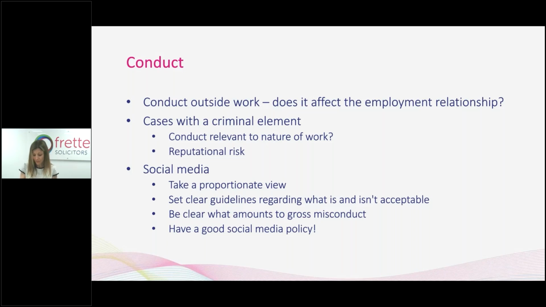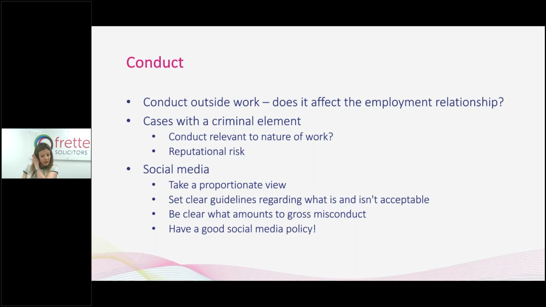So cases involving violence, sexual conduct or dishonesty are the most likely to affect the employment relationship, either because of the nature of the work or because of general considerations about damage to reputation, which I will come on to shortly. In terms of cases with a criminal element, there's no general rule that somebody should be dismissed because they are investigated for, charged with or convicted of a criminal offence. The ACAS code says that consideration has to be given as to what effect that charge or conviction has on the employee's suitability to do their job, and also their relationship with their employer, work colleagues and customers.